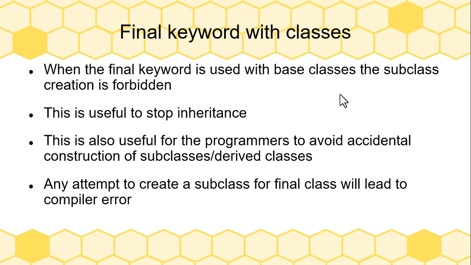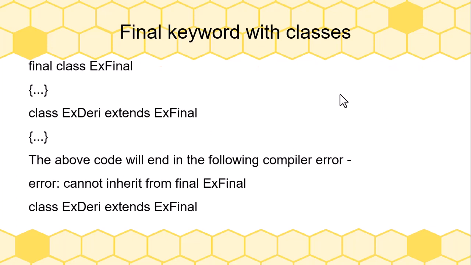The final keyword along with classes is very useful when the programmer wishes not to inherit any of the properties or methods from an existing class or base class. Any attempt to create a subclass will end up in a compiler error.